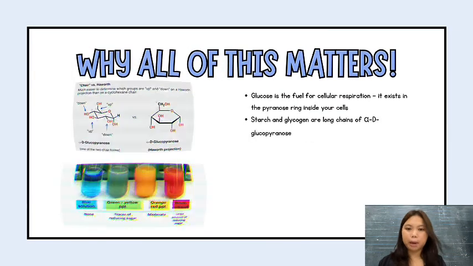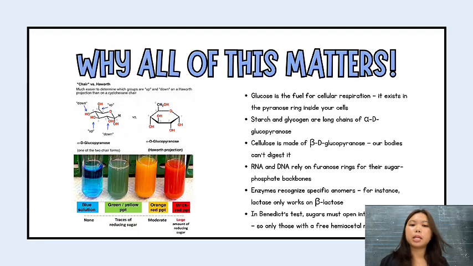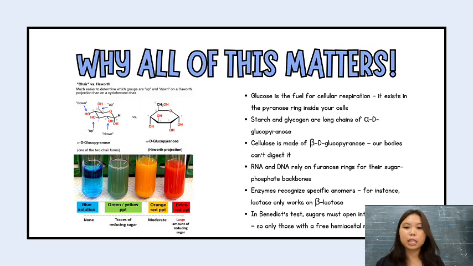Here's why all of this matters. Glucose is the fuel for cellular respiration. It exists in the pyranose ring inside your cells. Starch and glycogen are long chains of alpha-D-glucopyranose. Cellulose is made of beta-D-glucopyranose. Our bodies can't digest it.